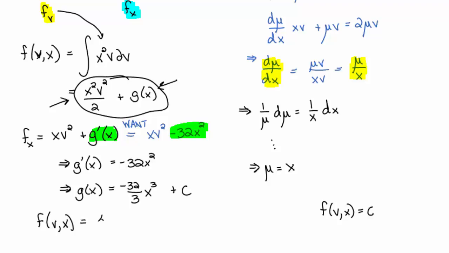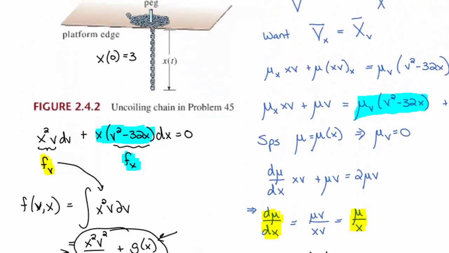So we happen to know that our f of v comma x is equal to, well, here's our f of v, x right there. It's x squared v squared over 2 plus g of x. And g of x is actually, as we've just found, negative 32 thirds x cubed. And this is all supposed to be equal to a constant c. So far, so good. Would love to have an initial condition. And luckily, I just wrote one down. Remember that at time 0, our chain length is 3.